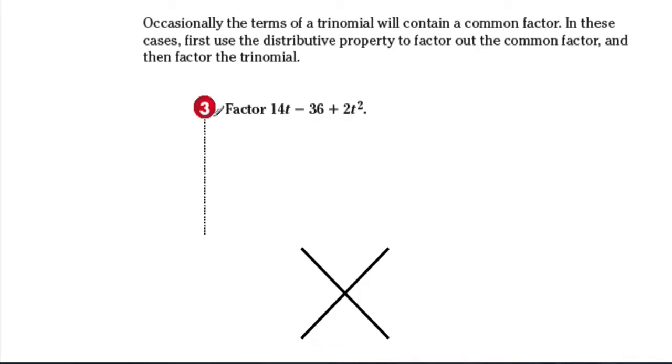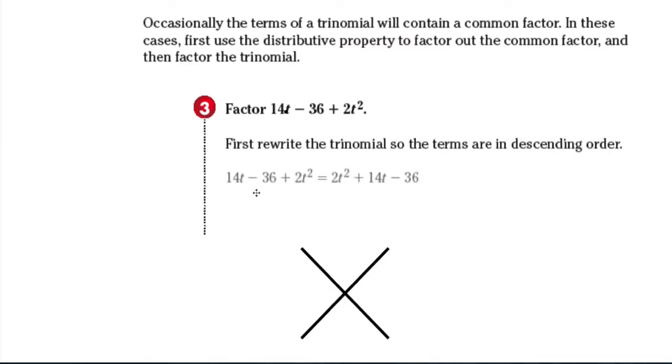And let's take a look at example 3. Occasionally, the terms of a trinomial will contain a common factor. In these cases, first use the distributive property to factor out the common factor, then factor the trinomial. So in this case, if you look at this one, there's a GCF that we need to look for. But before we do that, we need to write this in descending order.